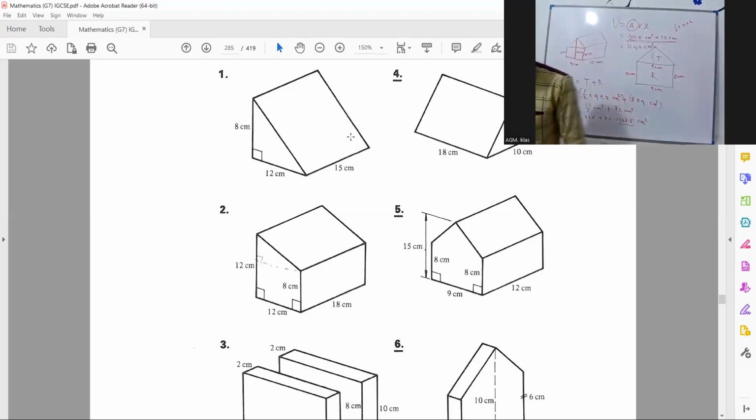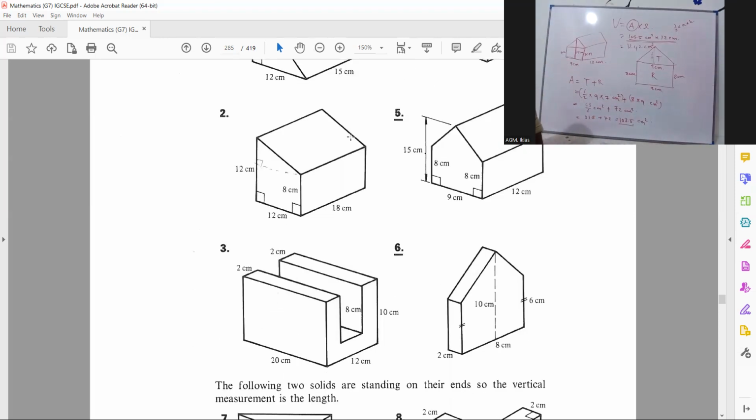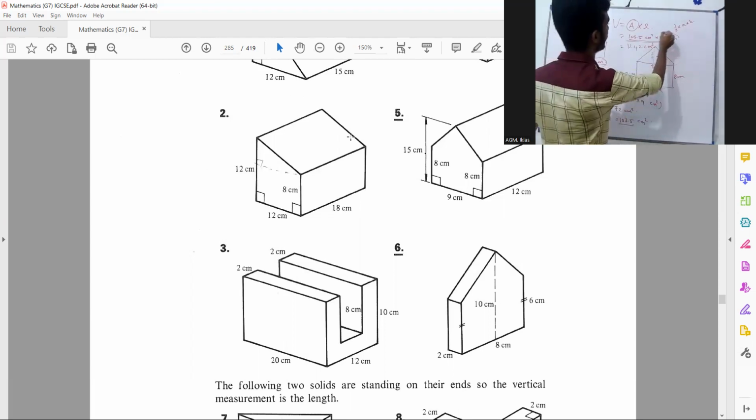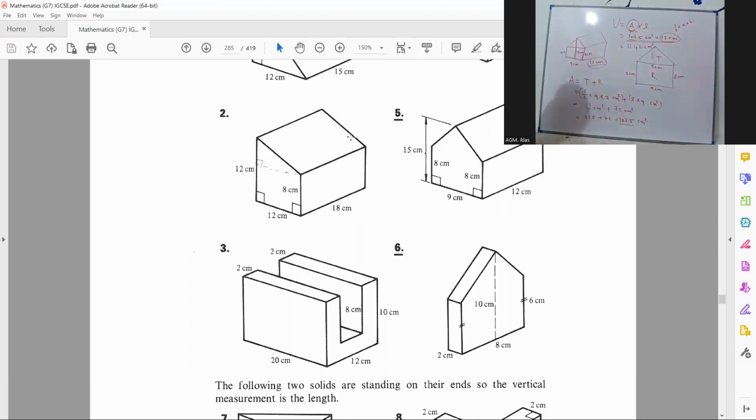Right. We have done that question, and you can try the sixth question also. The only difference is that it is another house, right? So here the length is 12 centimeter, but instead of 12, here we have to put 2. And the cross section also may vary according to the data given.